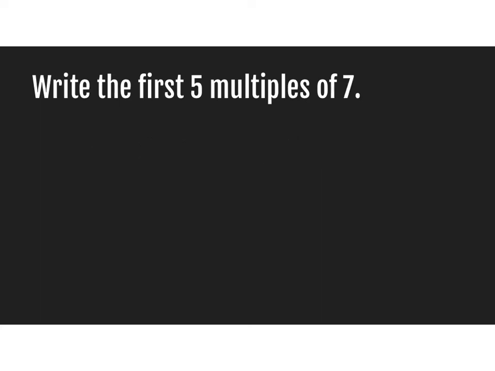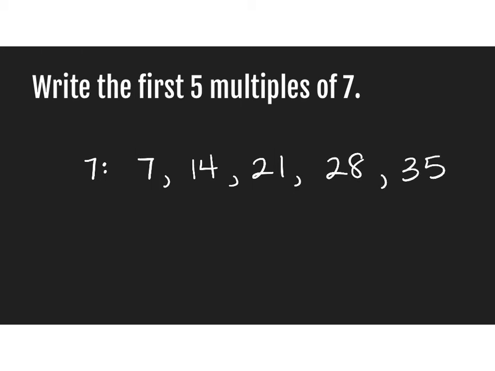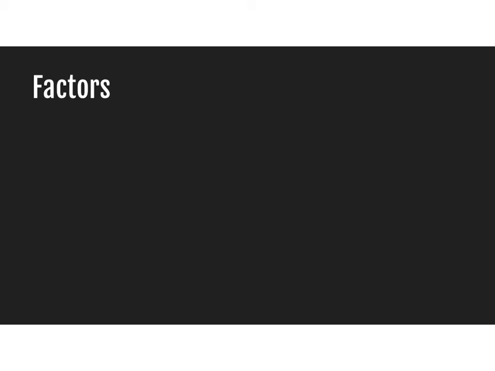All right, the first 5 multiples of 7, think about this one. The first 5 multiples of 7 are 7, 14, 21, 28, and 35. If there was a question that asked you to write the first 5 multiples of 7 and you left off 7, that would be a wrong answer. Be careful about that.